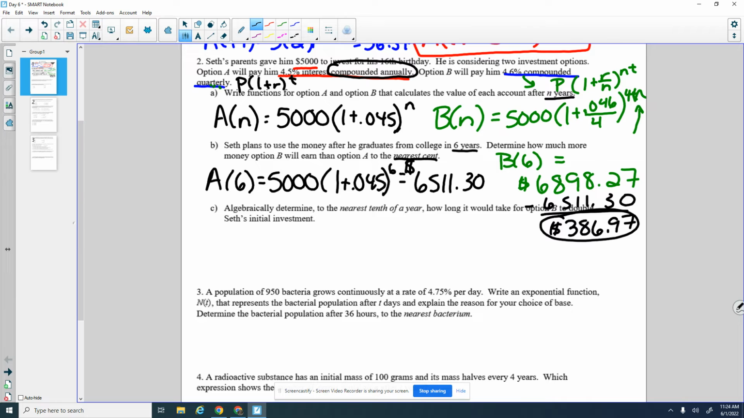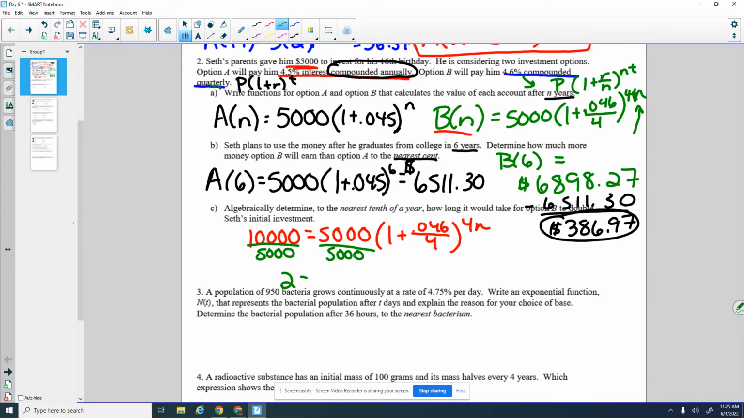Algebraically determine to the nearest tenth of a year how long it will take for option B to double Seth's investment. So we know his starting investment is 5,000, so we want it to equal 10,000. The word algebraically kind of gives me a hint that I'm going to be solving. So I'm going to write down, we're setting B of n equal to the 10,000. So the first thing we'll do is divide by 5,000.